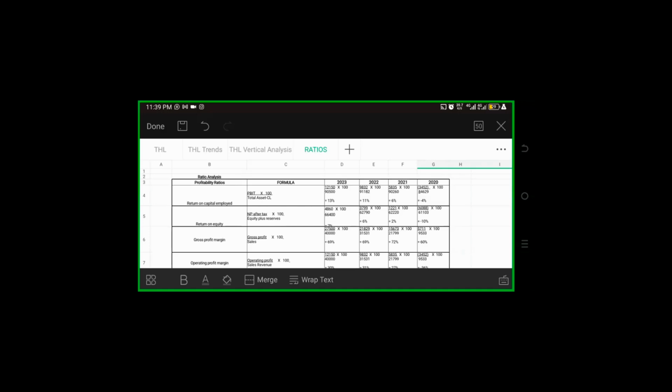You can say it's negative because it's not even positive. They did not even return anything on the capital they employed. It means the company is not efficient enough to make profit, that is, efficient enough in utilizing the capital to make profit. Okay. Thank you, sir.